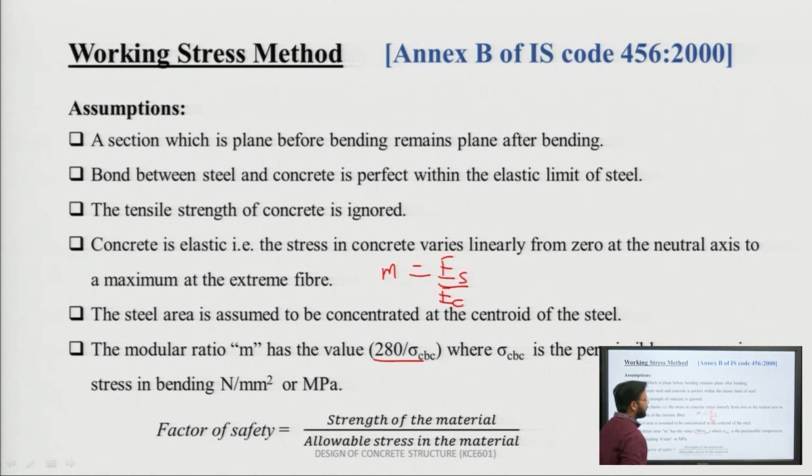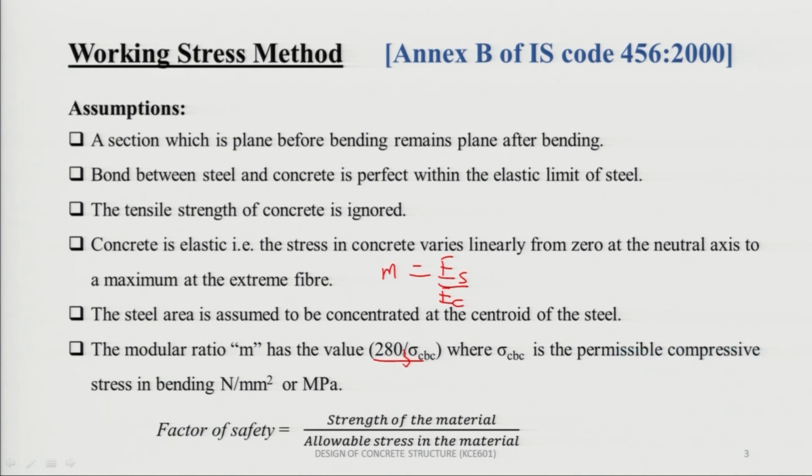Es means modulus of elasticity of steel, and the ratio to the modulus of elasticity of concrete gives the modular ratio. But the IS code refers that the modular ratio is not taken equal to Es by Ec, it is taken equal to 280 upon 3 sigma CBC. Sorry, here 3 was missing: 280 upon 3 sigma CBC.